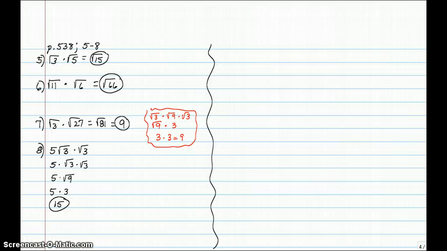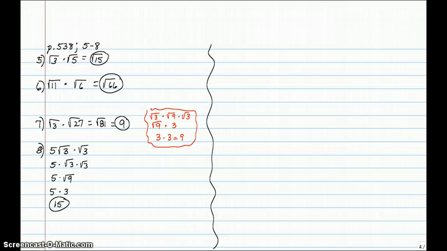Number 6 is the square root of 11 times the square root of 6, which is the square root of 66. No perfect square there. No perfect squares fit into or divide into the square root of 66, so that's the exact answer. When you get to 8, however, you've got 5 times the square root of 3 times the square root of 3. Square root of 3 times the square root of 3 is the square root of 9. 5 times the square root of 9 is 5 times 3, which is 15.